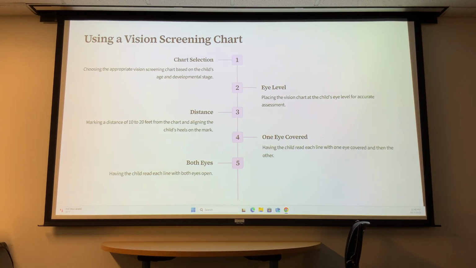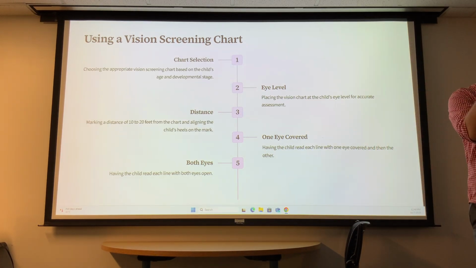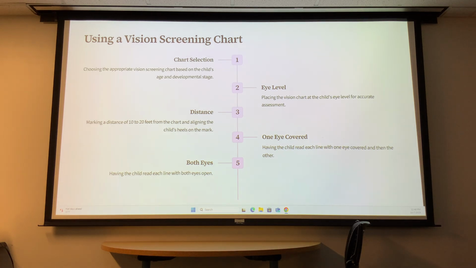Using the vision screening chart, we're going to make sure that we've got the right chart based on their age, and that it's at their eye level, right? So looking forward, it should be right at their eye level. It shouldn't be way up here, it shouldn't be way down here. We want it straight ahead, okay? The distance is going to be anywhere from 10 to 20 feet. We're going to ask them to stand on the line, cover one eye, cover the other eye, and read the chart, right? And that chart starts with larger letters at the top, and they get smaller as it goes down towards the bottom, right? And so we want to see how far they can get down there and clearly read what's there to determine what their vision is. Okay?